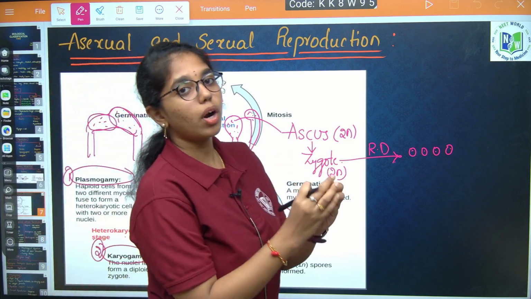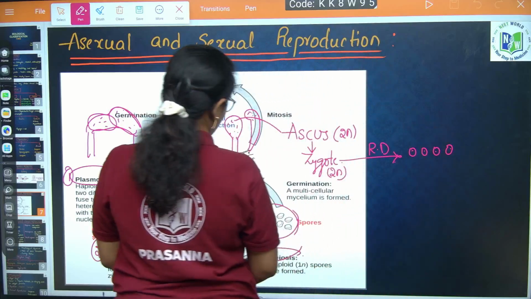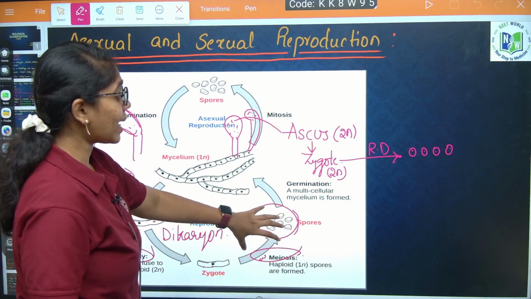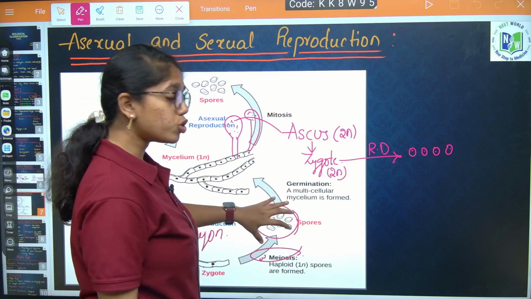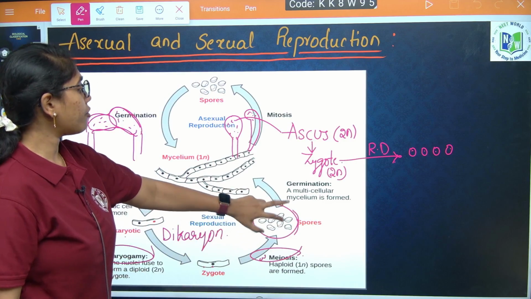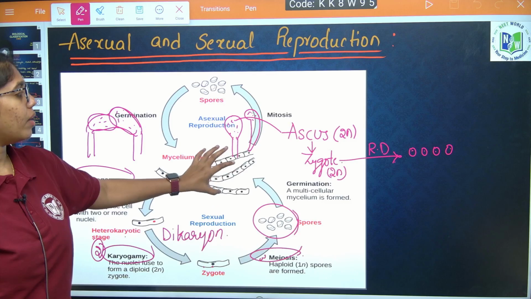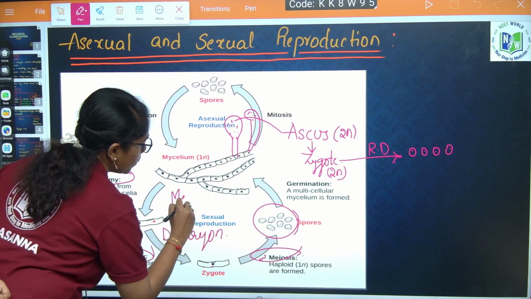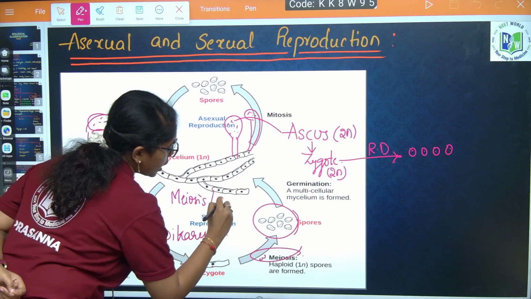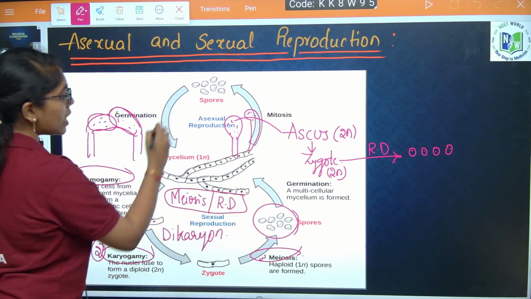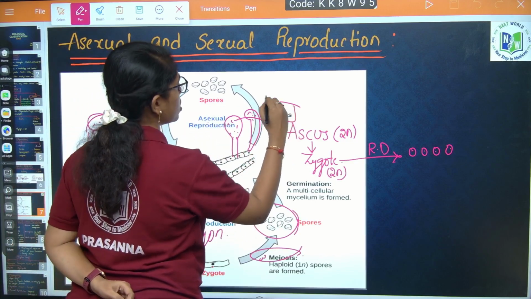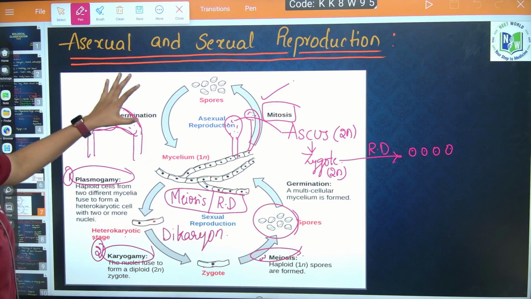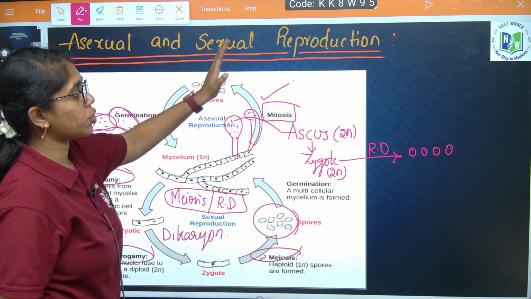Dikaryon stage is formed. This forms a zygote after karyogamy. After nuclear fusion, what is formed? Zygote is formed. This zygote will release what? Spores. What are they? Sexual spores like ascospores, basidiospores, oospores and zygospores as well. After falling onto a suitable substrate, they develop into a new mycelium. In sexual reproduction, meiosis or reductional division takes place. In asexual reproduction, only mitosis takes place. In sexual, meiosis or reductional division takes place. This is our brief understanding of asexual and sexual reproduction in fungi.